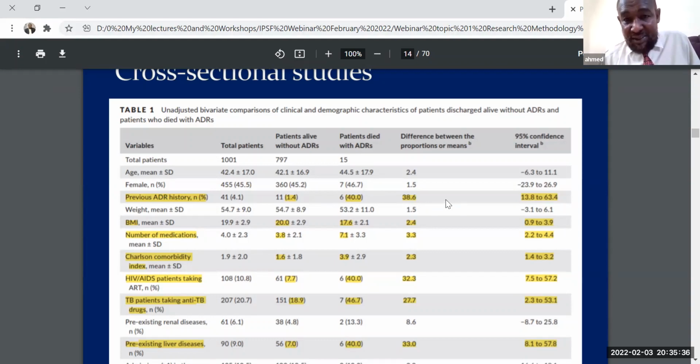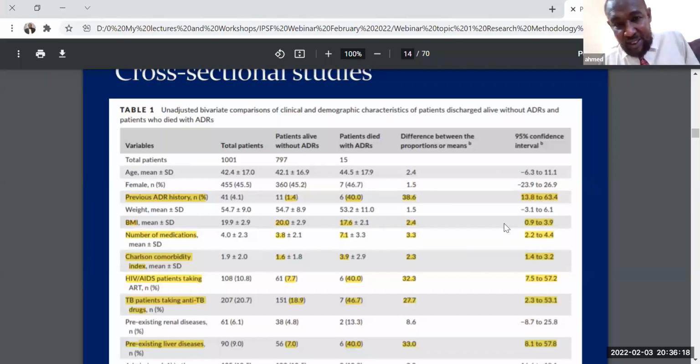The important thing is the difference between proportions or means, because some of those variables are expressed as proportions or percentages, and some are presented as means. This one is a percentage. So the difference is 38%. Because it is an estimate, they present the 95% confidence interval, which here is 13.8 to 63.4. I will comment on how a confidence interval can indicate a significant difference or not.